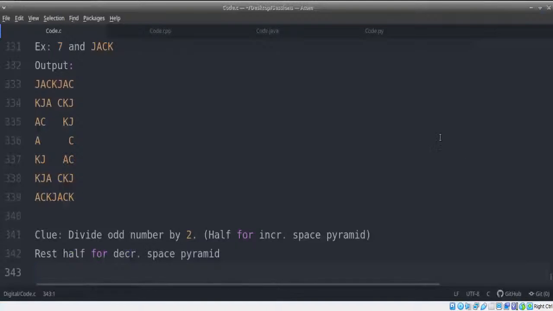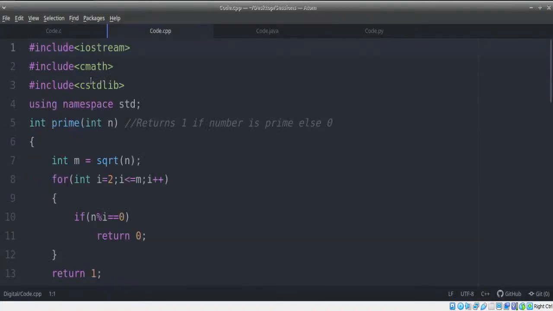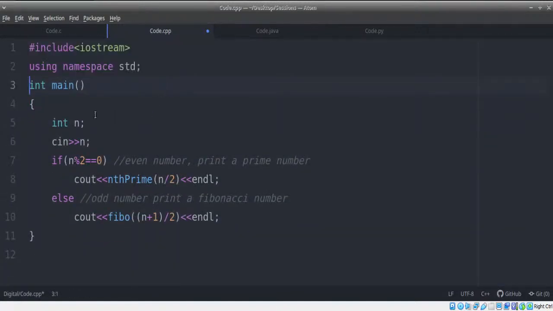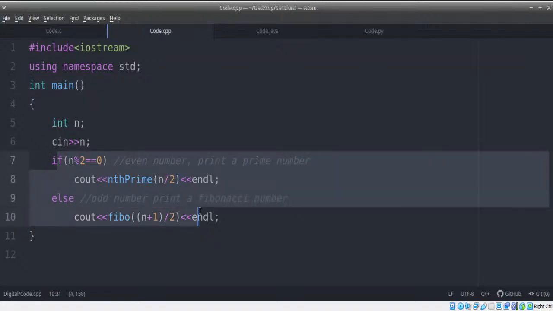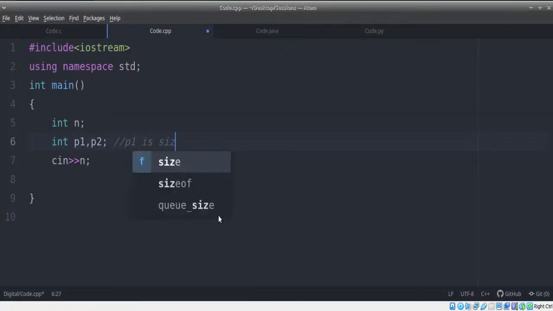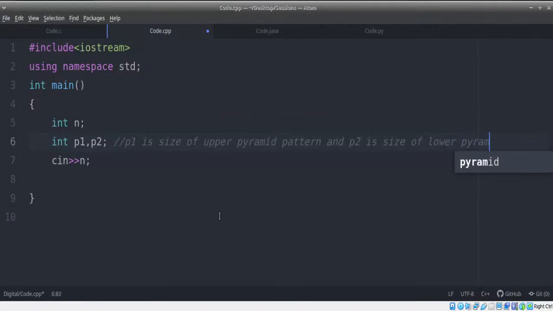Now before we do that, let's go with the basics of the program. I'm just going to take these away, we don't need any of this. Remember, input will be a number n. Based on the number n, we just need to calculate this. So I'm going to create 2 more variables, as we have just pointed out: int p1 and p2. P1 will be the size of the upper pyramid pattern, and p2 is the size of the lower pyramid pattern. That's it.